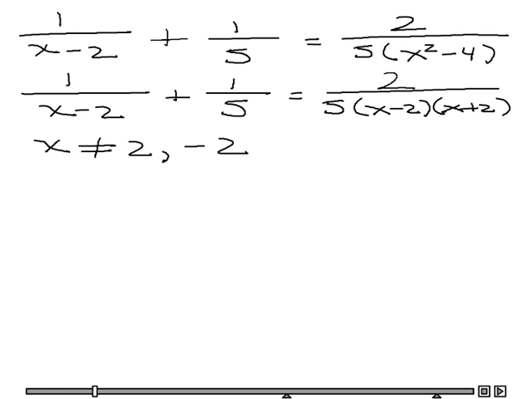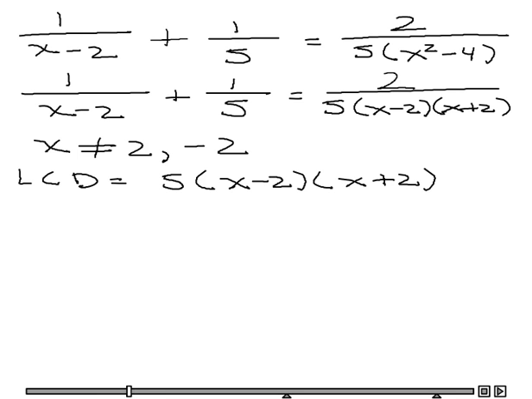And keep in mind that if those values come up as possible solutions later, we need to reject them as being extraneous. Next, we'll determine the lowest common denominator of all the fractions. And by inspection, we can determine that that lowest common denominator will be 5 times the quantity x minus 2 times the quantity x plus 2. And what we'll do now is to multiply the equation by that lowest common denominator.